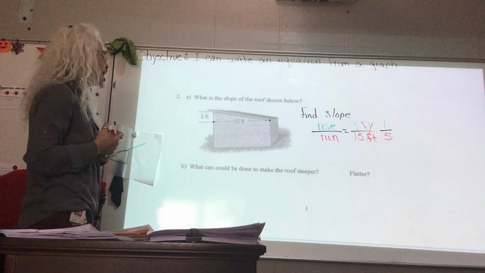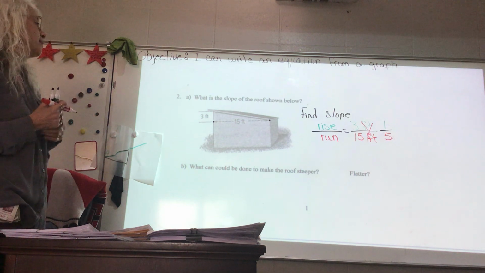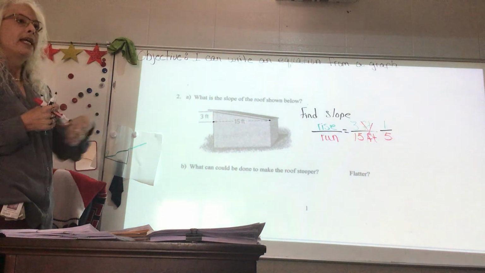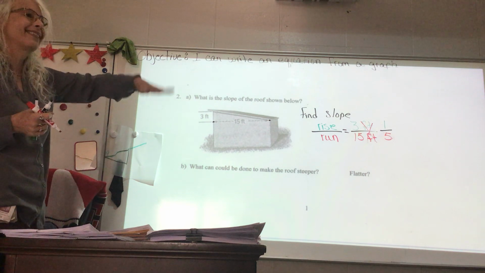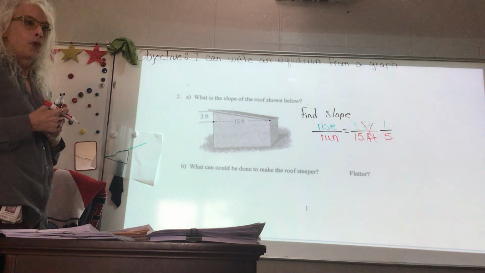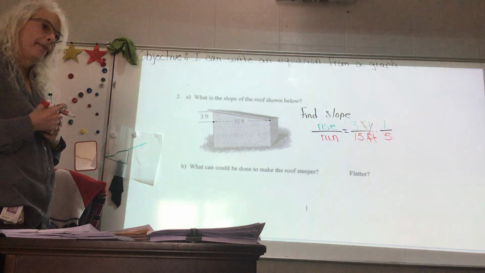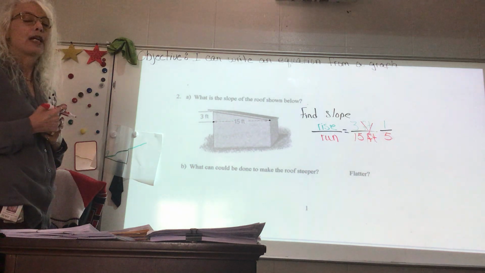Part B. What could be done to make the roof steeper? If I want that roof to be steeper, what could I change? Aaron? So what would I do to the rise? Make it taller, increase it.